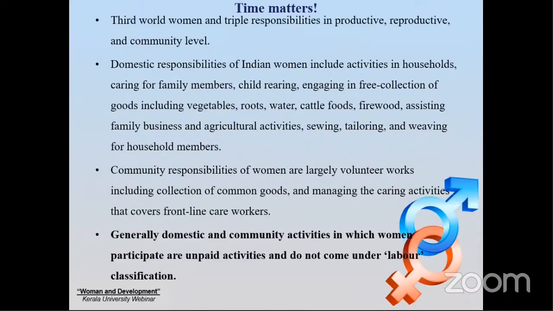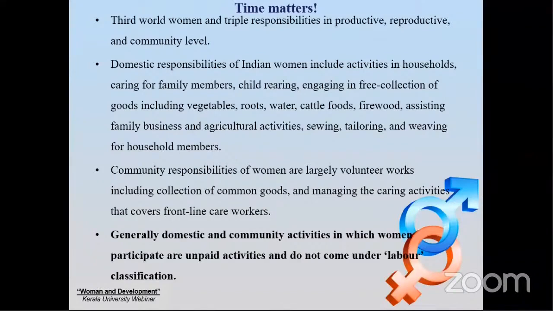As Moser says, women in third world countries carry a triple responsibility at the productive, reproductive, and community levels. In India, the domestic responsibility of women includes activities in the household, caring for family members, child rearing, free collection of goods, including vegetables, roots, water, cattle food, and firewood, assisting family businesses and agricultural activities, and sewing, tailoring, and weaving for household members. In the case of community level responsibility, women are largely volunteer workers, and they engage in collection of common goods, or they carry out community level caring activities, particularly as frontline care workers. So the exclusion of women from paid work is strongly associated with women's unpaid domestic and community level responsibility.